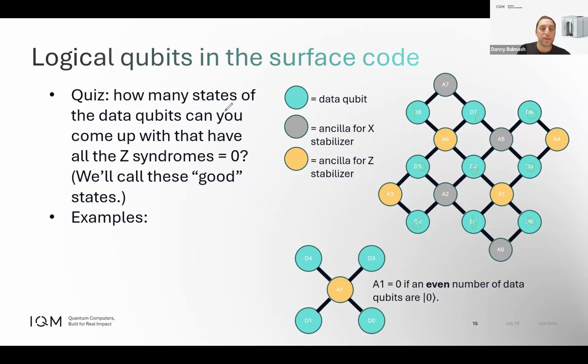Now, for an example of a state which would not allow this, if we just take that one qubit here and flip it back to 0, now A6 is unhappy, right? A6 has one data qubit that's 0. And so that would be an error state. That would be a state where the syndrome for A6 would come back 1, and the surface code would be telling you, hey, there's an error, something went wrong.